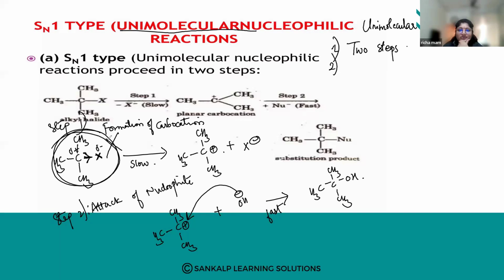It goes via two steps. The first step is a slow step where the formation of carbocation takes place, and the second step is a fast step where the attack of nucleophile takes place. So these things you have to remember. Is it clear?